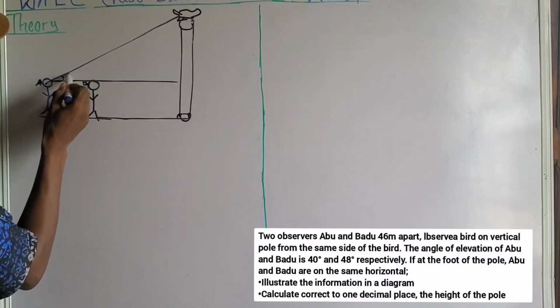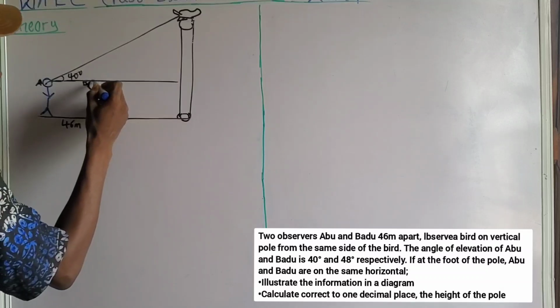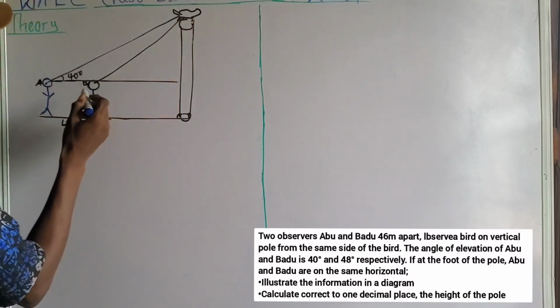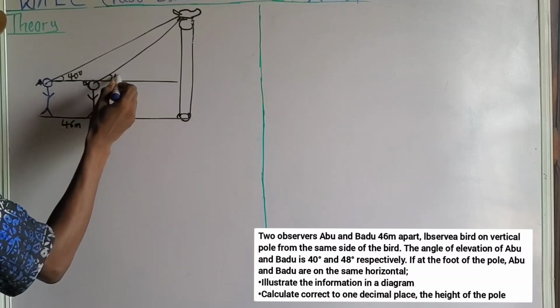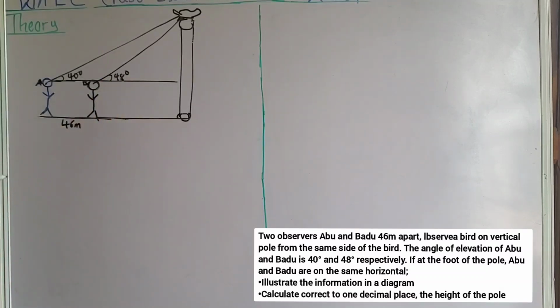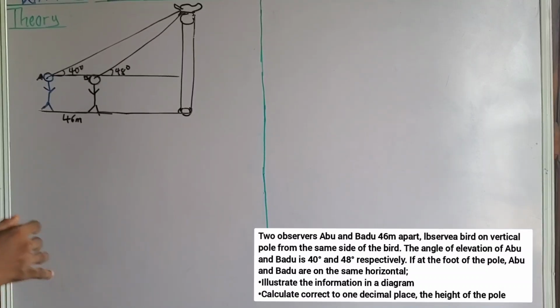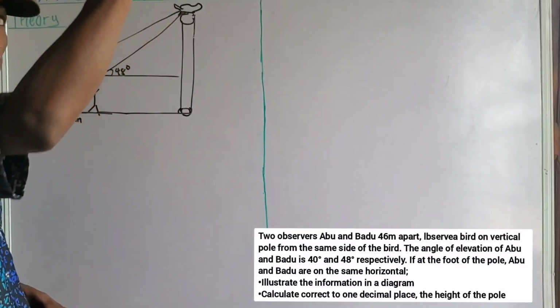That of Abu is 40 degrees, and that of Badu, from the same side of the bed, is 48 degrees. You can see now. Can you see the diagram? Don't forget, the angle of elevation is the angle between your eye level and the top.